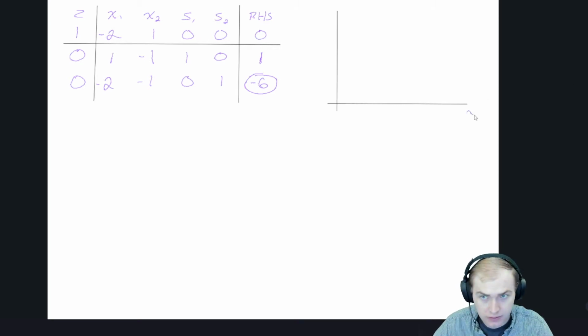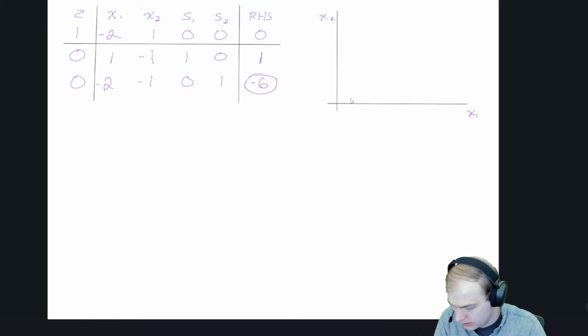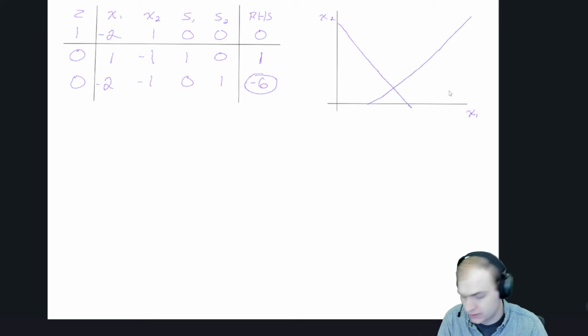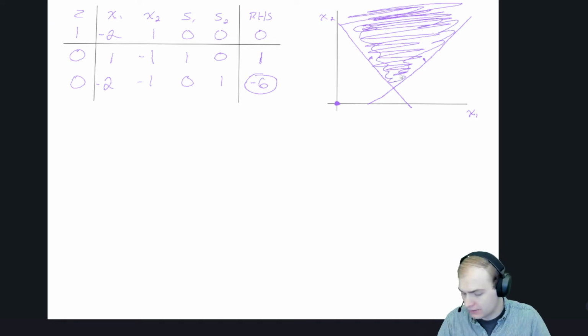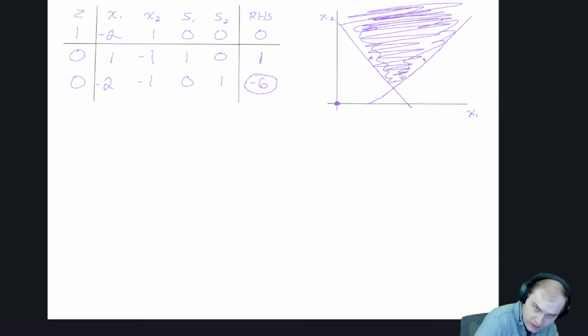So if this is x1, x2, we have our first constraint is something sort of like that. Second constraint is something sort of like that. And the origin is the basic solution we're at right now. Both of these are, by the way, pointed in this way. So this is our feasible region. And we can see that the origin, which is the basic solution we're at the moment, is not actually feasible.